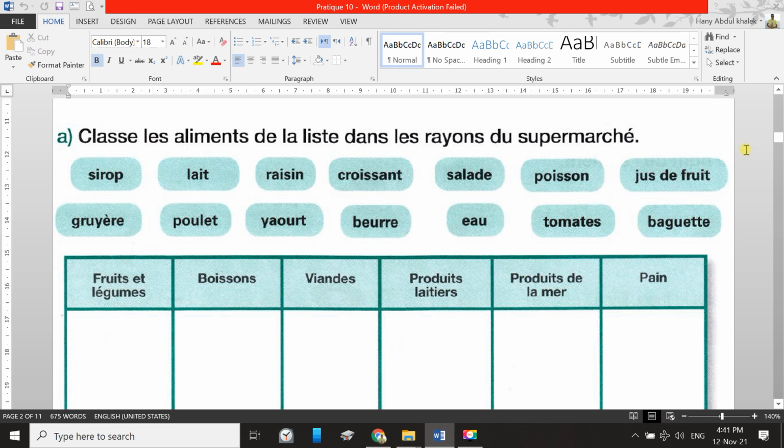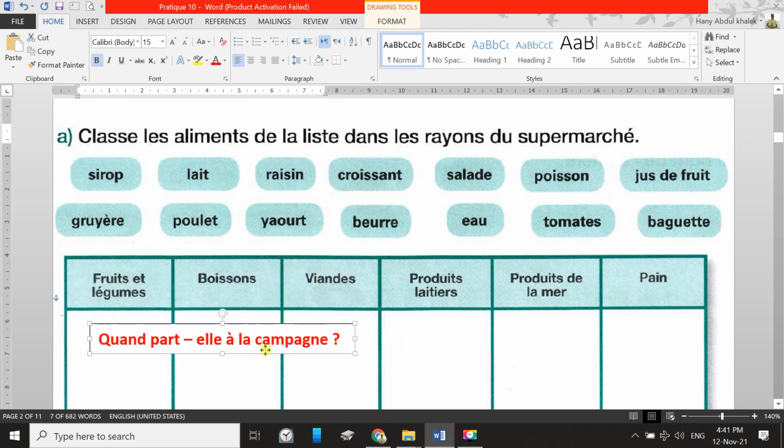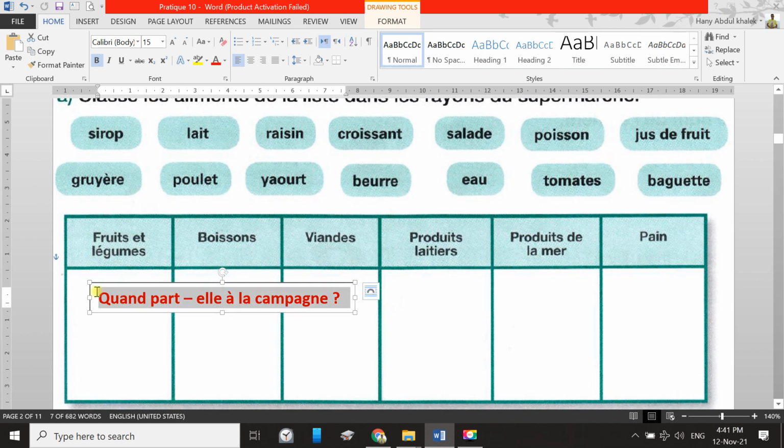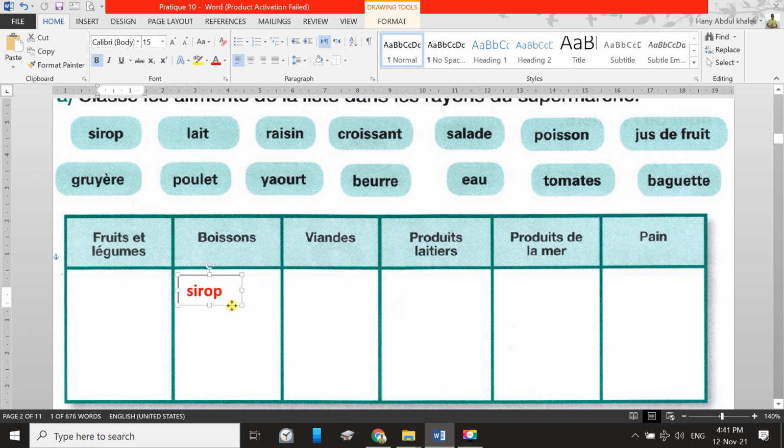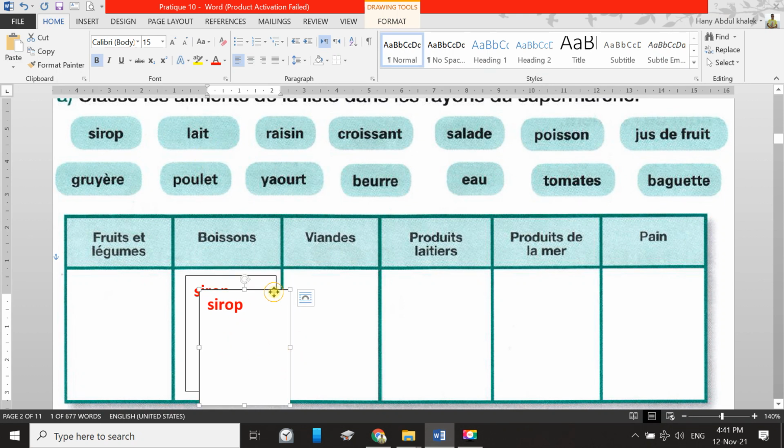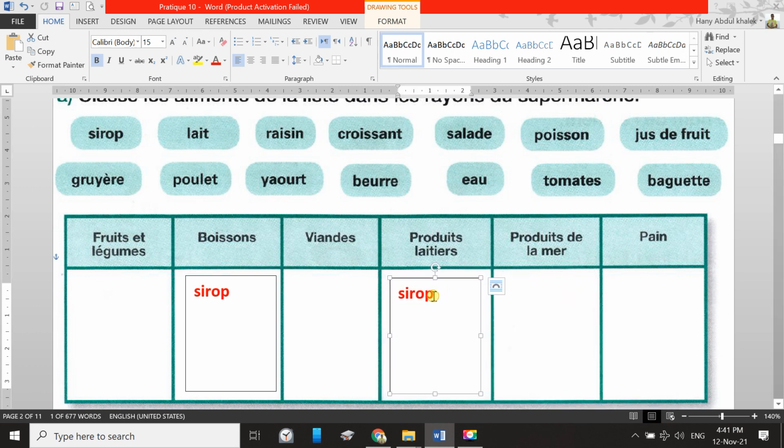Let's say in the beginning, this word sirop. Sirop means syrup. Syrup we can find in boisson. Boisson means drinks. And the next word is lait, which means milk. We can find it in the rayon produits laitiers, the products of the milk, or the milk products. Here we can find lait.